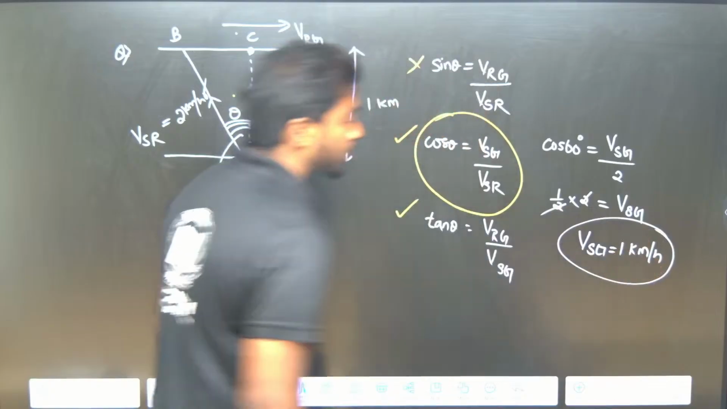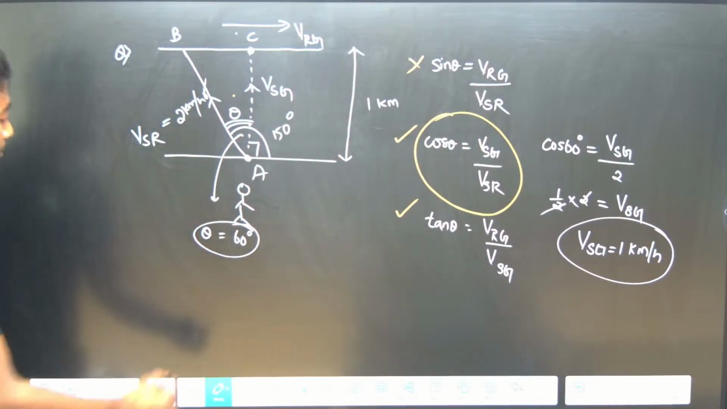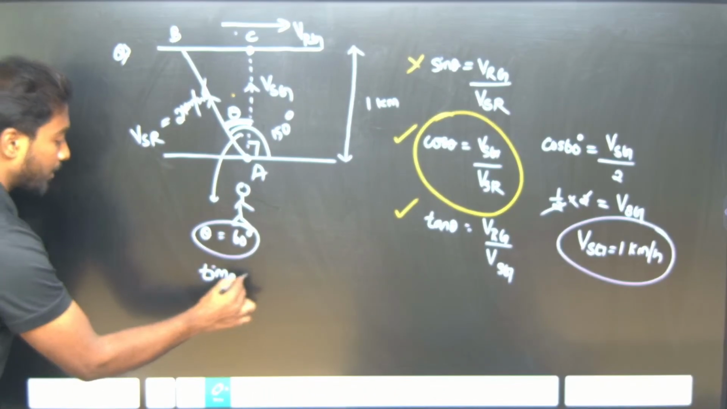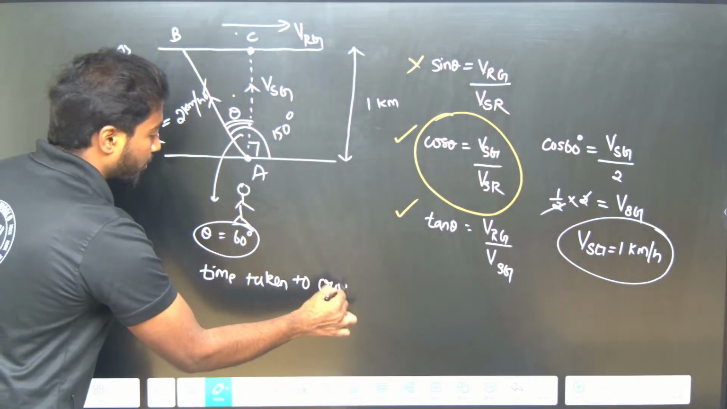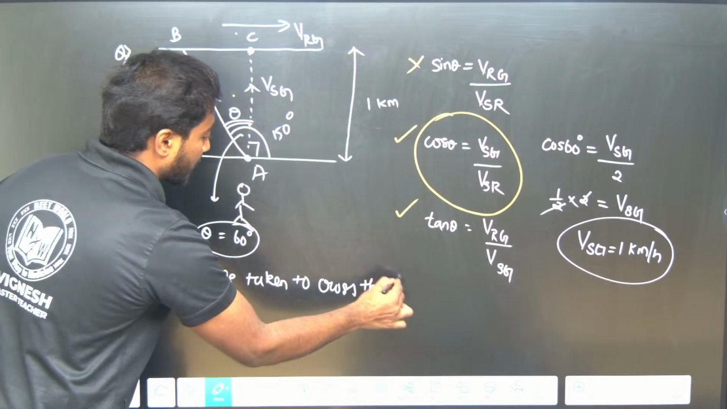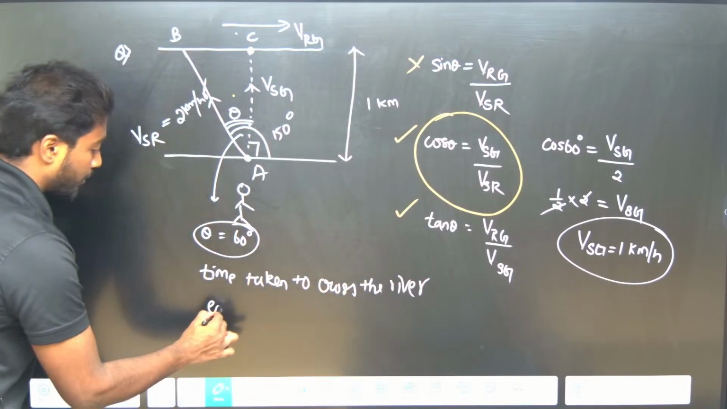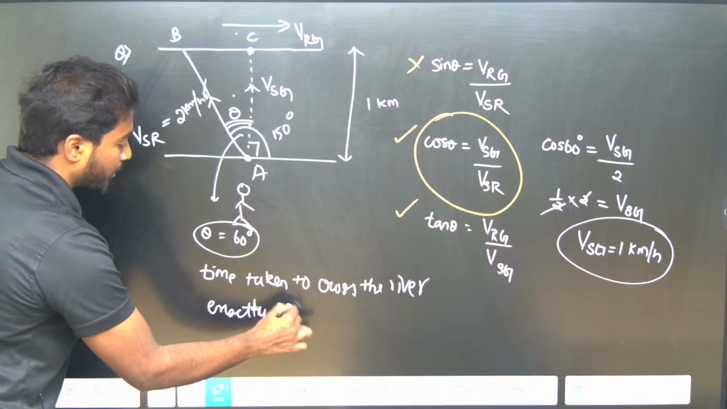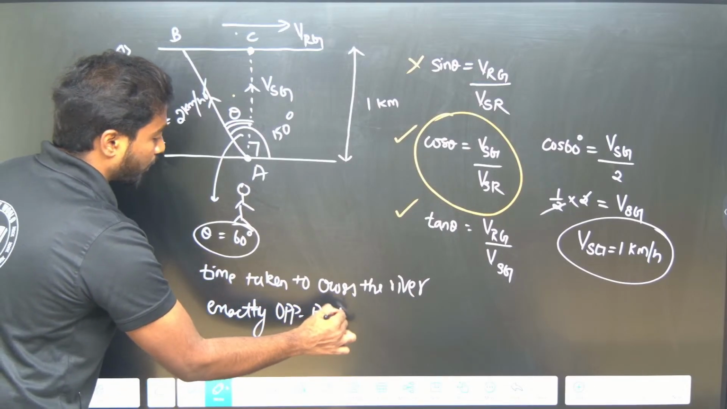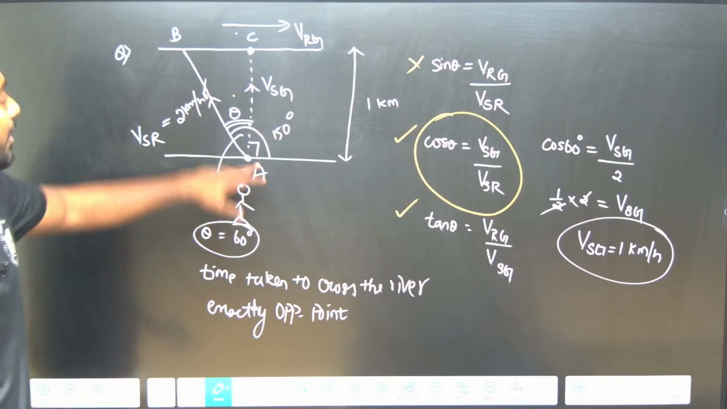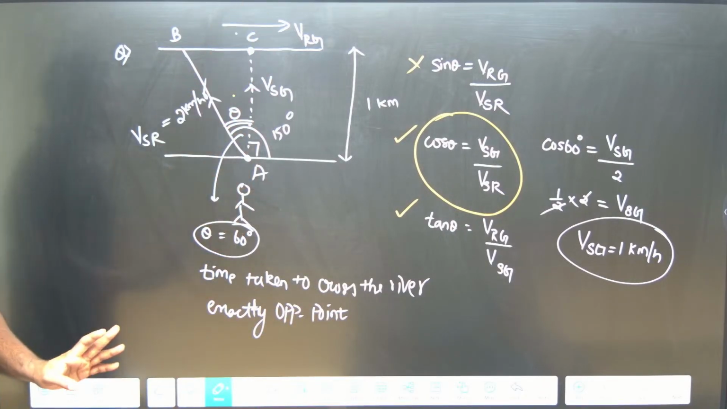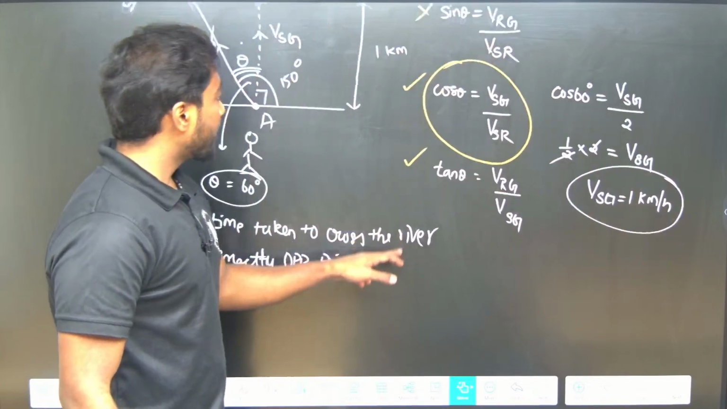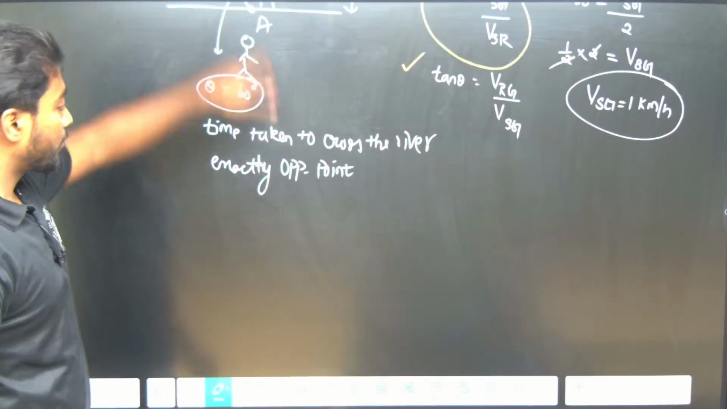So with that we can't stop. They are asking what is the time taken to cross the river to exactly the opposite point, not the shortest time. Exactly the opposite point, how much time is taken, right? So for that I need this straight velocity. Now I got that velocity.